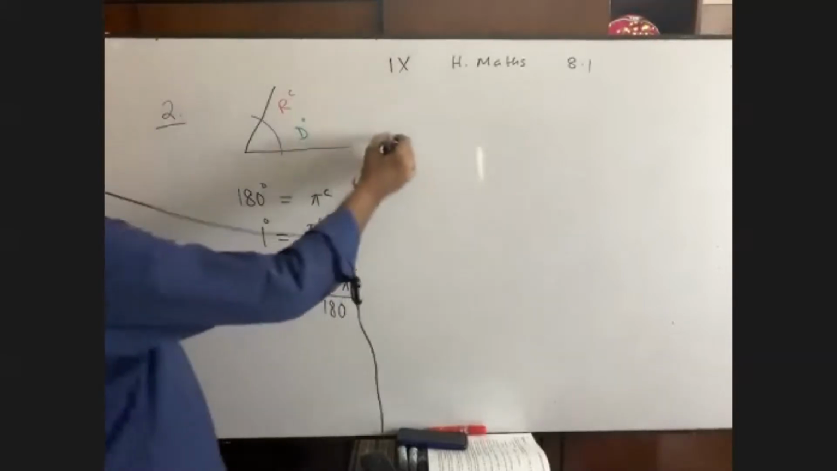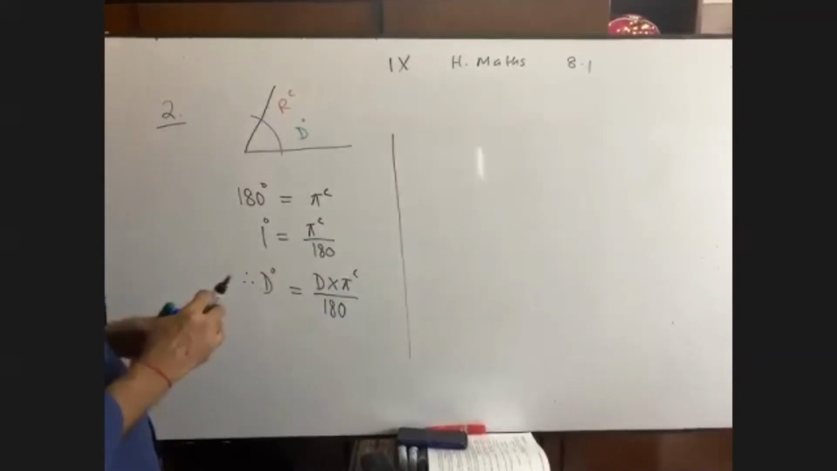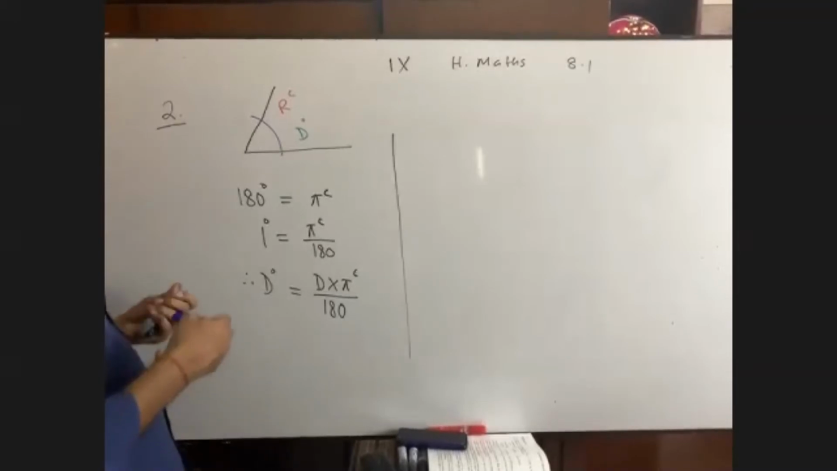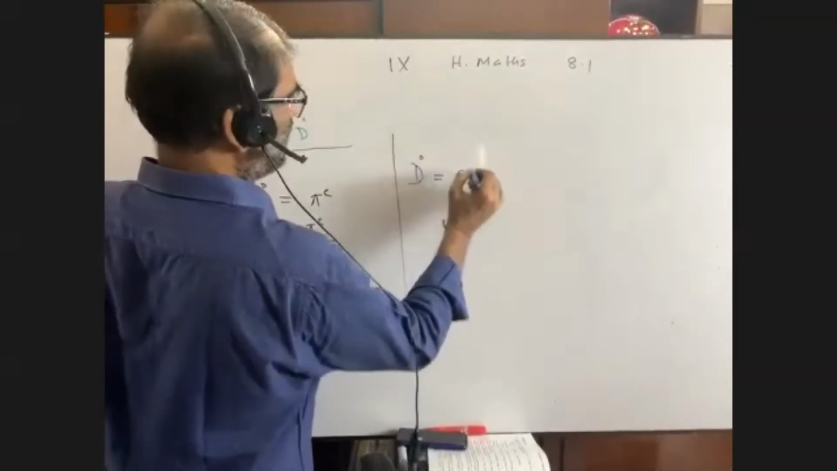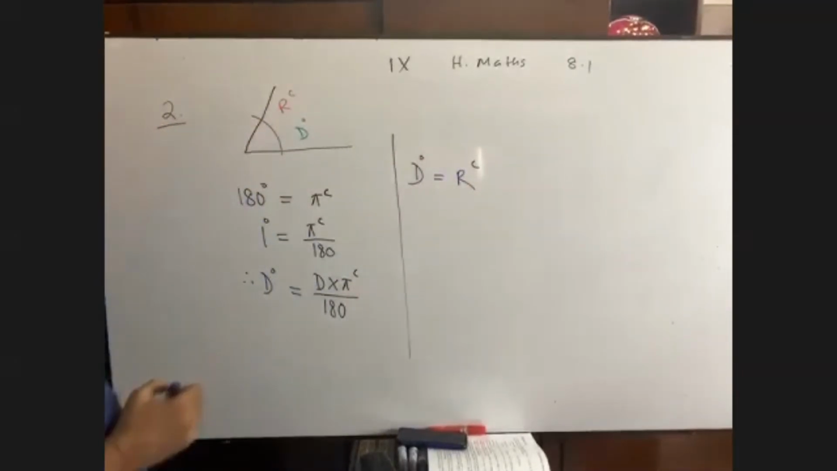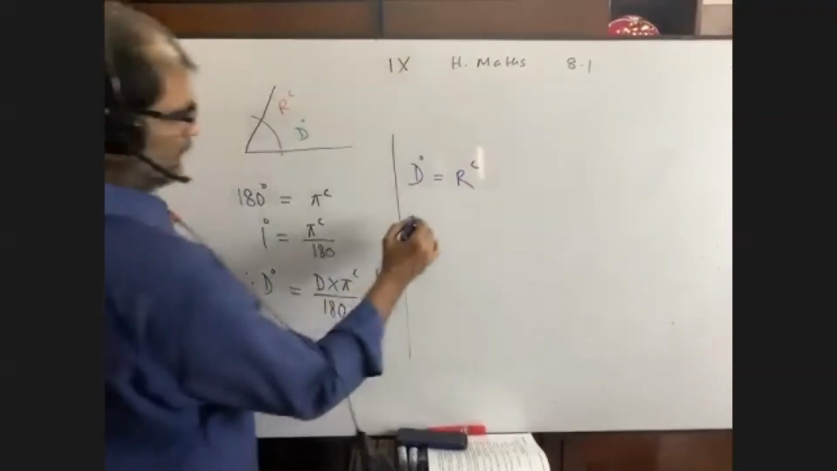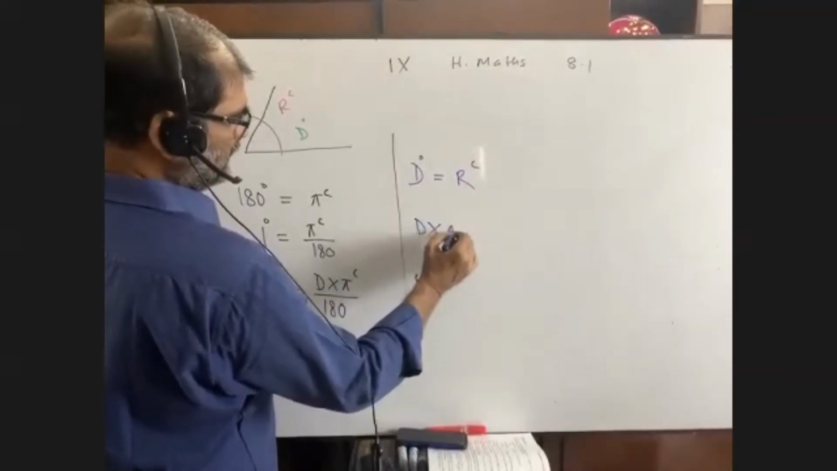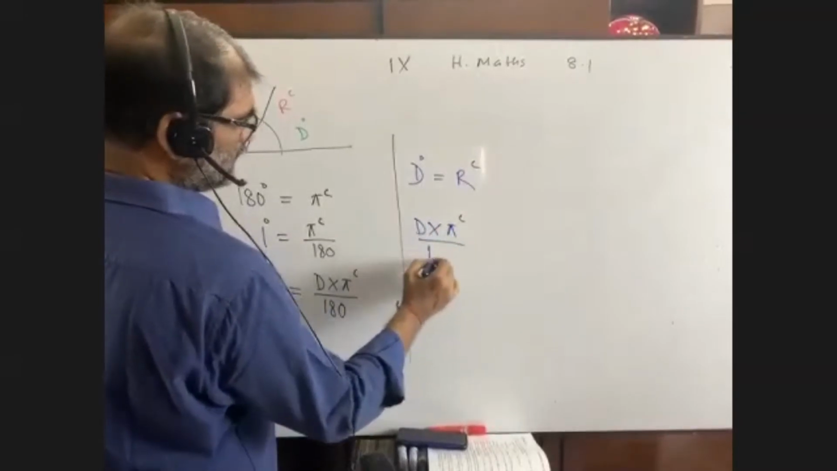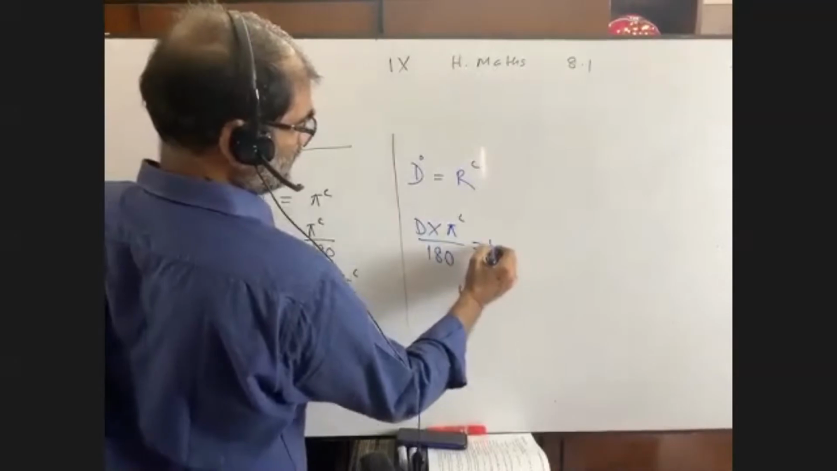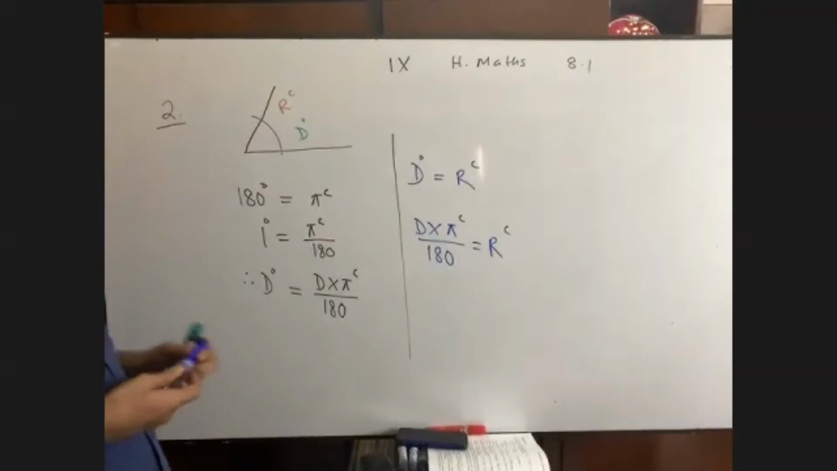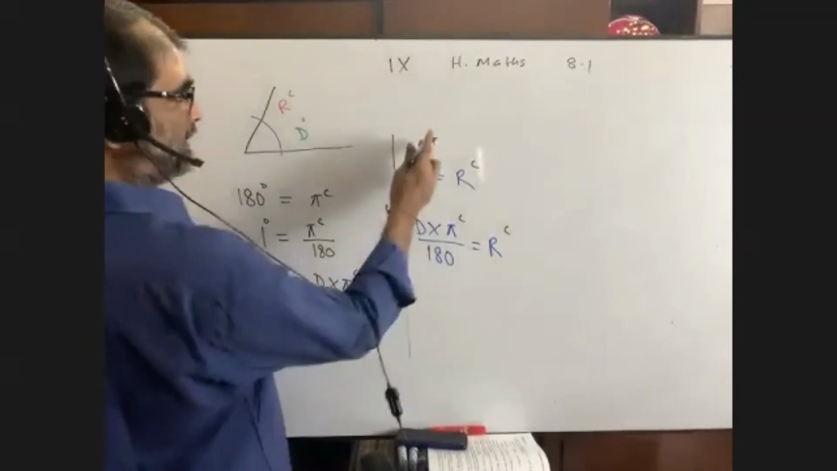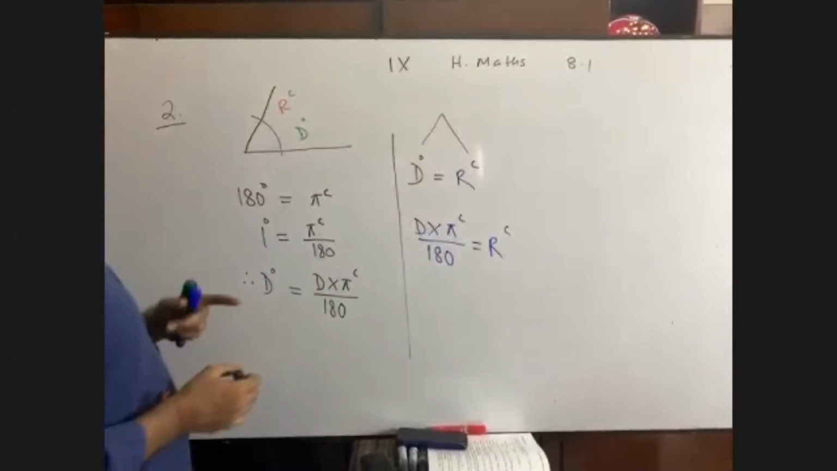It is given in the question that d degree is equal to r radian. So d degree, you write down d into pi radian by 180 is equal to r radian. I told you an equation must have equal units on both sides, otherwise it is not an equation. Here the units are different, but they are equal in their values.